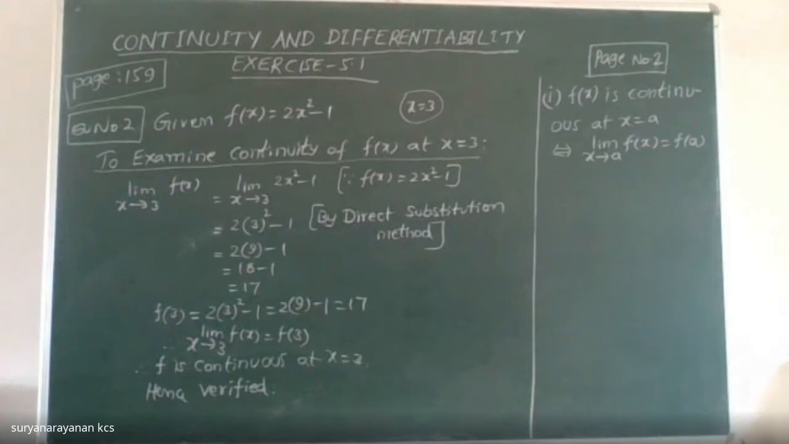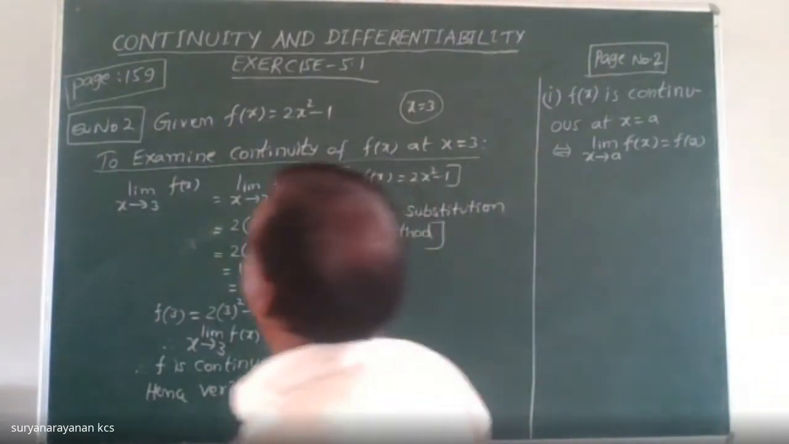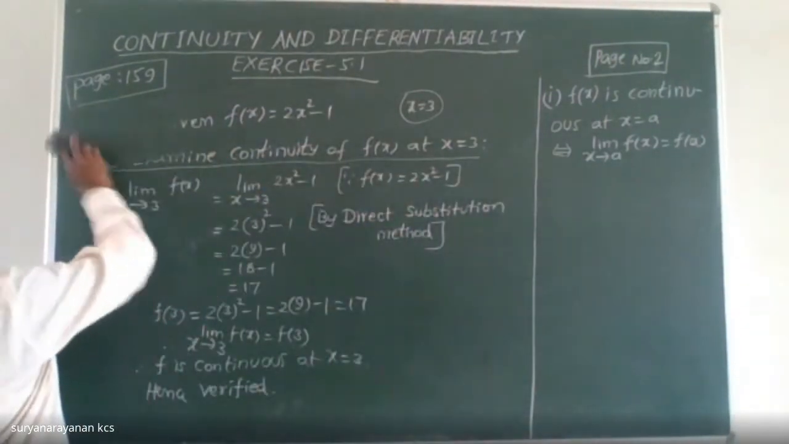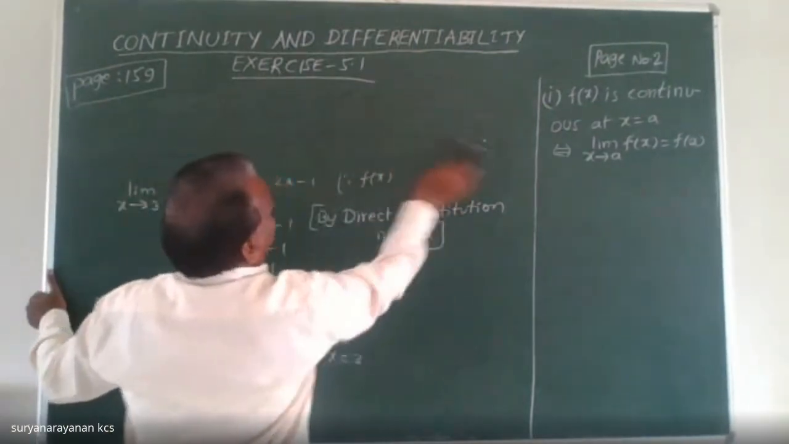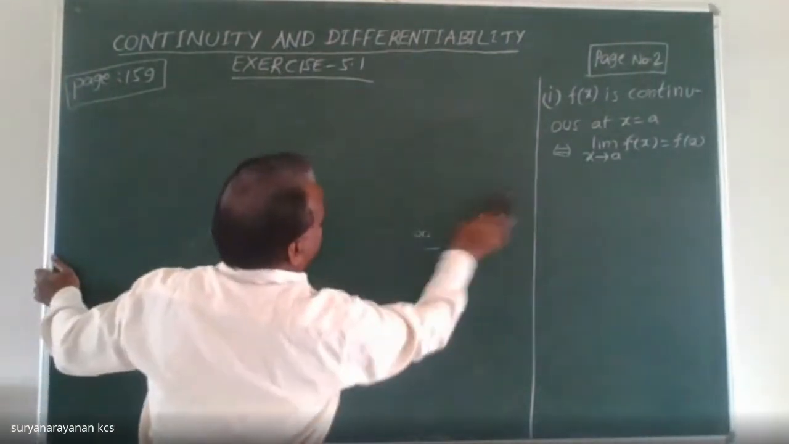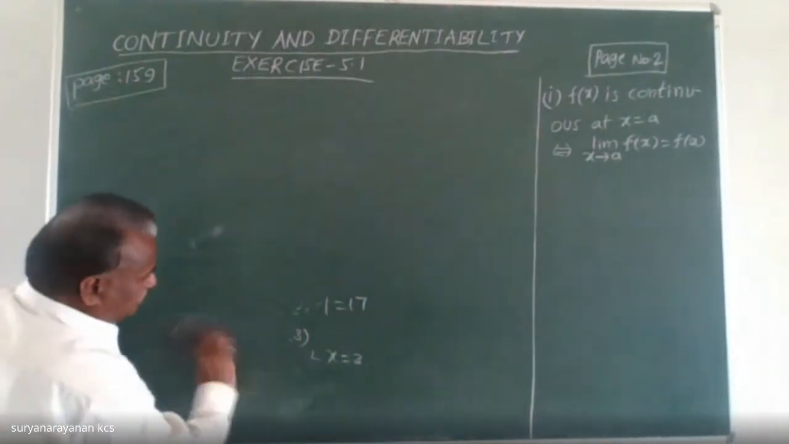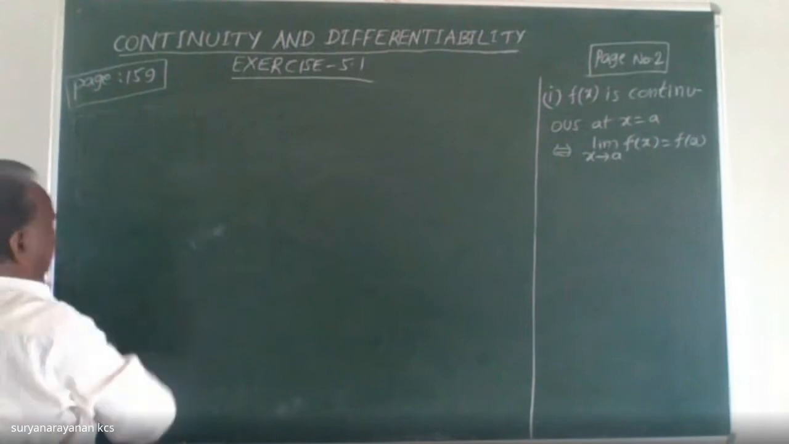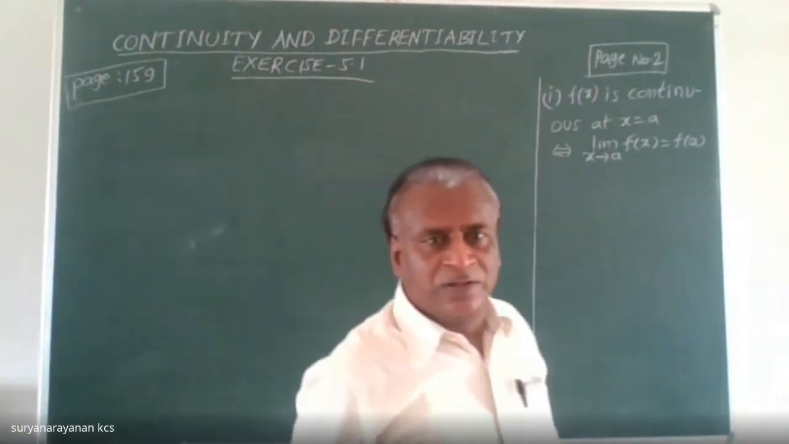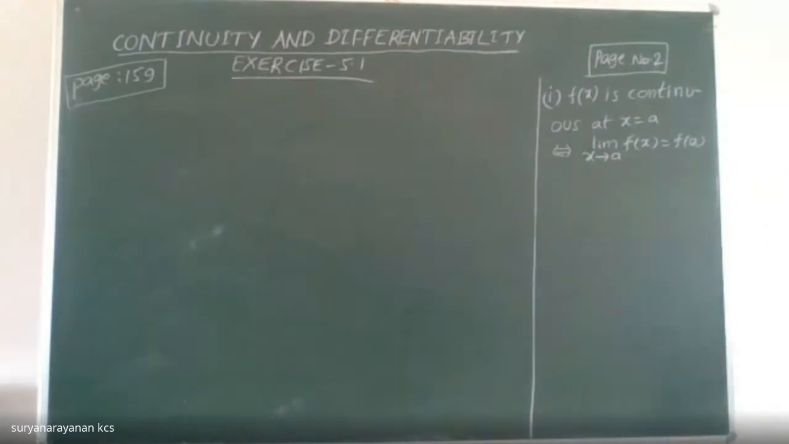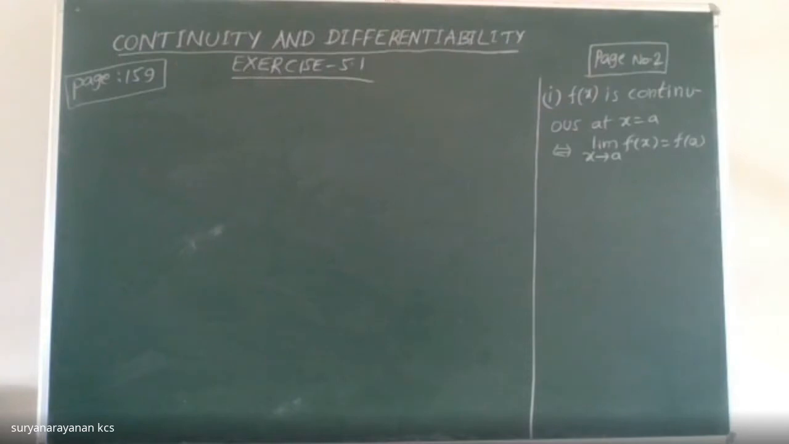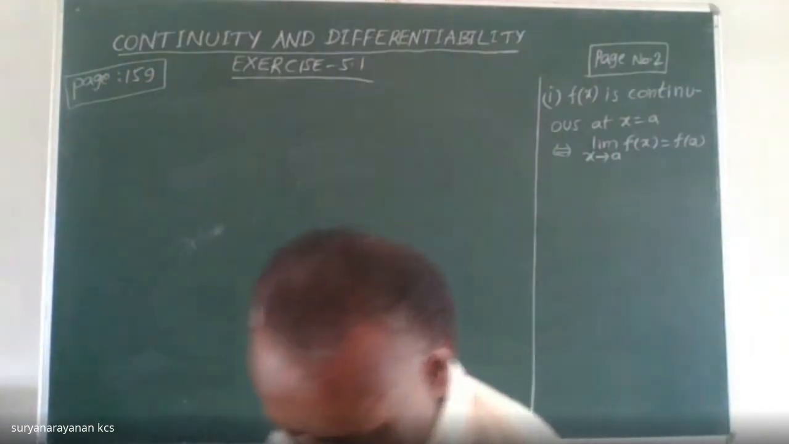Examine the following functions for continuity. See question number 3, my children. Is there any difference between the first two questions and this third question? Have you observed any point? Any difference? So they have not given which point we need to find the continuity, sir.